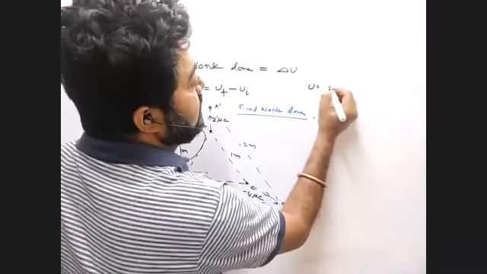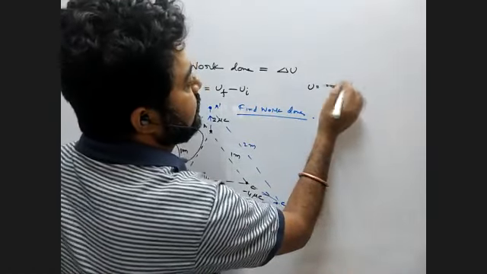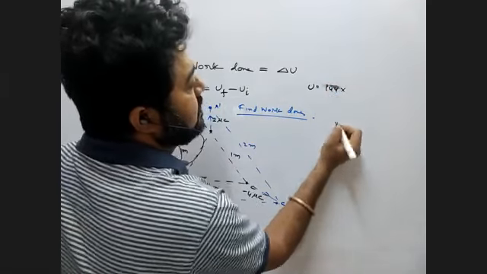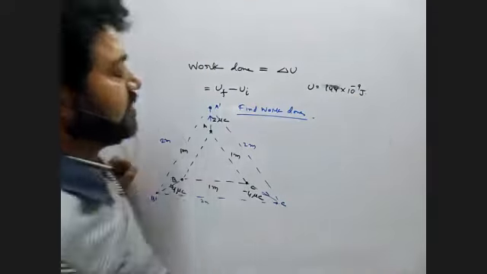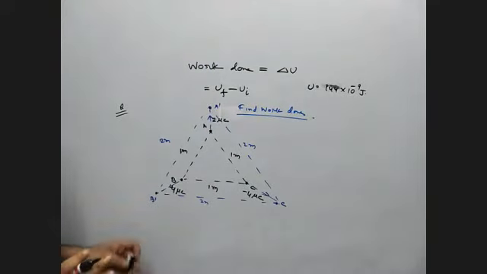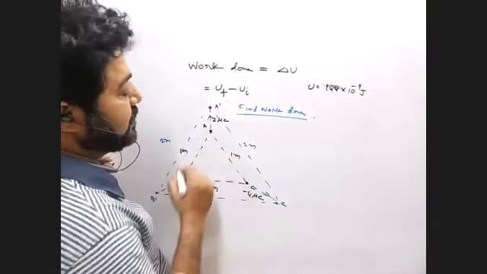Tell me the answer. 144 into 10 to the power minus 9 joule. Yes, see, sir, it's a very simple question. A, B, C are the initial position.